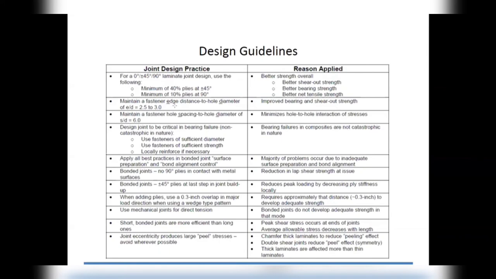Use mechanical joints for direct tension. Bonded joints do not really develop adequate strength in that mode, so it's important to use mechanical joints for those conditions. If you can, short bonded joints are more efficient than long ones. Many people think that having a long overlap is going to be helpful, but the bottom line is that peak shear stress will occur at the end of the joints, and increasing the overlap does not necessarily increase the strength dramatically. So there is a bonded joint YouTube video, again, that you can check out that goes into this.